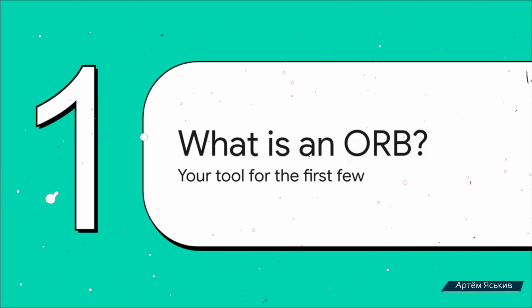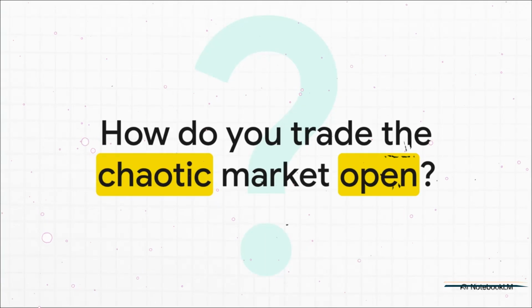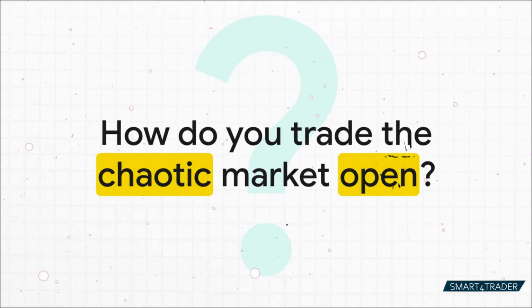Okay, first things first. What exactly are we even talking about here? Let's define what an ORB is, because it's the whole idea this strategy is built on. You know the feeling, right? The opening bell rings and the price just explodes in every direction. It's wild, it's volatile, and it's really tough to know what to do. How do you find a clear signal in all of that noise?